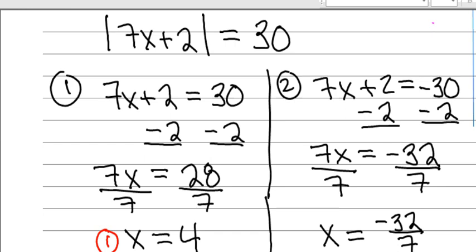On the right side, I've got 7x plus 2 equals negative 30. I'm going to subtract 2 from both sides, and I'm going to get 7x equals negative 32. I need to get the x alone, so I'm going to divide both sides by 7. So answer number 2 is x equals negative 32 over 7. So I've got two answers. X can be equal to 4 or x can be equal to negative 32 over 7.